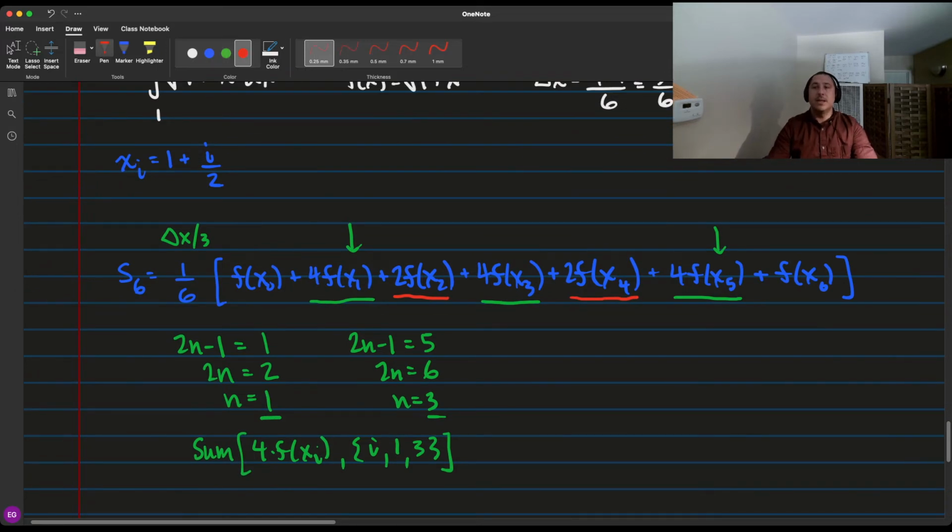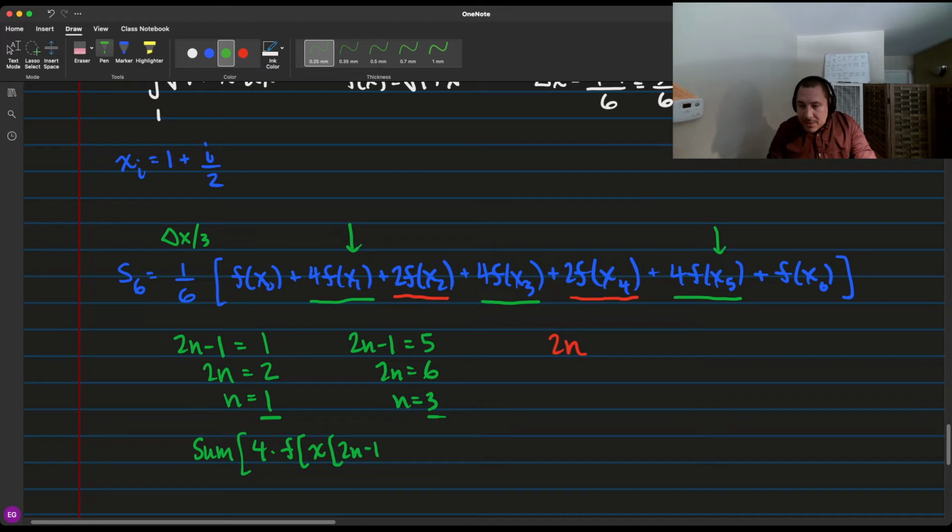Okay, now you have to do the same thing for the other one. They're even numbers, so you're going to use 2n to generate. Actually, whoa, let me fix this. Sorry. Let me show more how it's going to be written in Wolfram. You're going to want 4 times f of x of 2n minus 1, where the n goes from 1 to 3. There we go. You need to actually put that 2n minus 1 index in there. I forgot to write that.